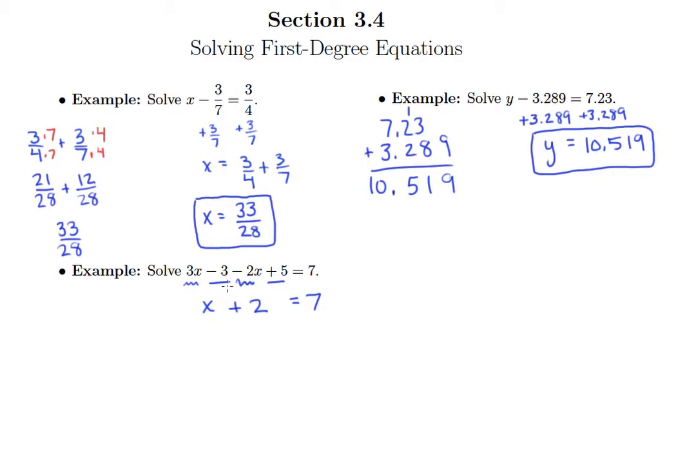So I simplify that left side first, and then once I do that, I can do the opposite of adding 2, which is subtracting 2. So x equals 5 is my solution.